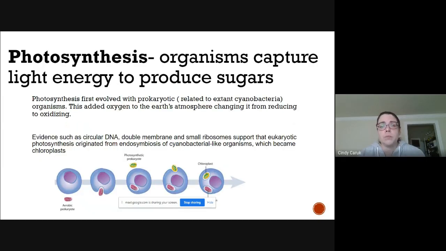Our next part is photosynthesis. If you need to take a break, this might be a good spot for you to take a break. So in photosynthesis, we're going to capture light energy to produce sugars.